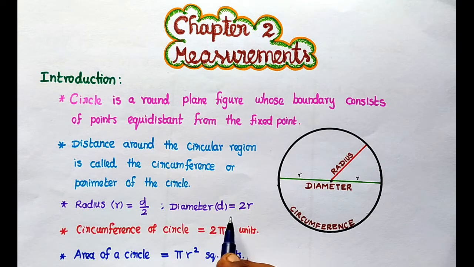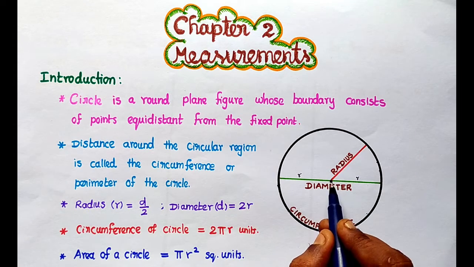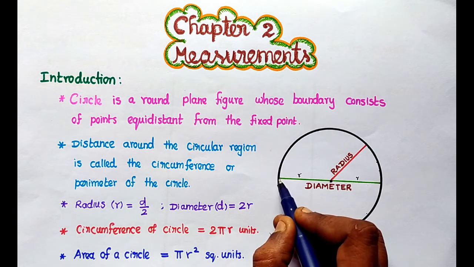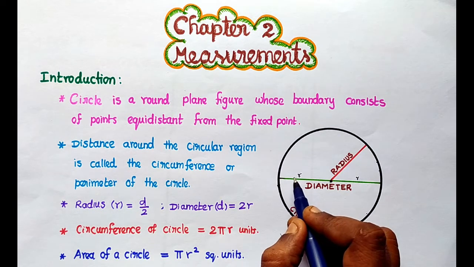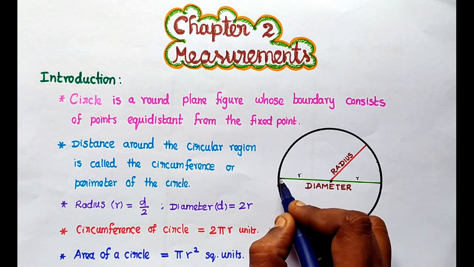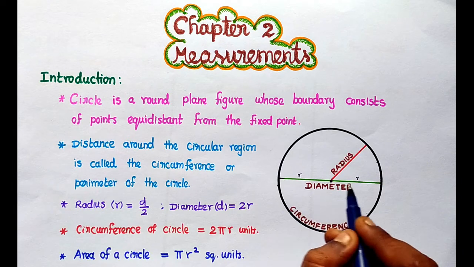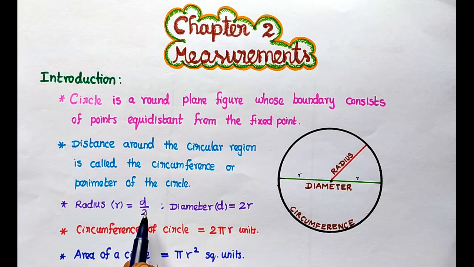Then diameter. A line passing through the center point in the circle is called the diameter. This is the diameter. Diameter is equal to 2 into r. Listen, this is one radius and this is one radius. So 2 times radius is called the diameter. If the diameter is given and we need the radius, what is the formula? Radius equal to diameter by 2.